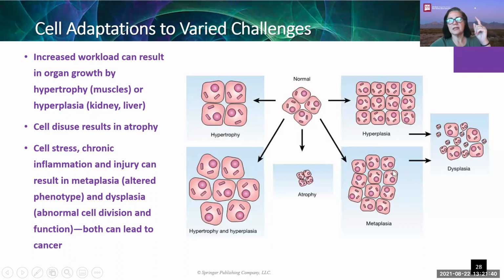One more place. People who are exposed to HPV infections sometimes have cervical cells that don't look quite right. We call that metaplasia, or when things go on long enough, we may end up with dysplasia and the actual development of cancer in the cervix, for example. All right, so those are different challenges and adaptations that cells have.